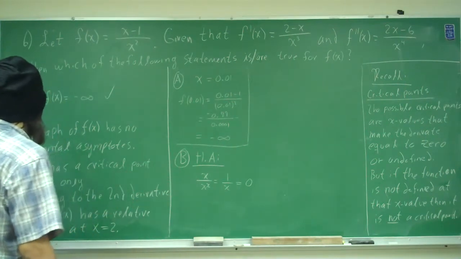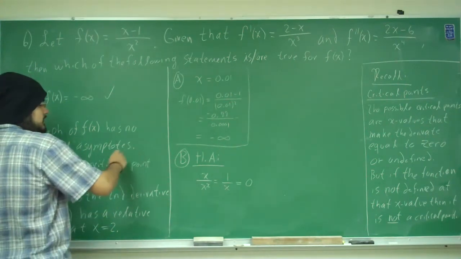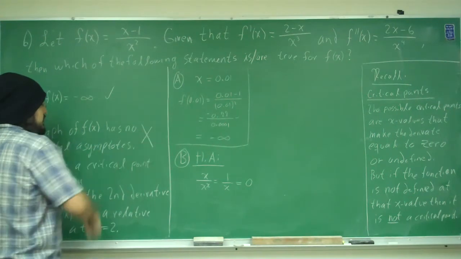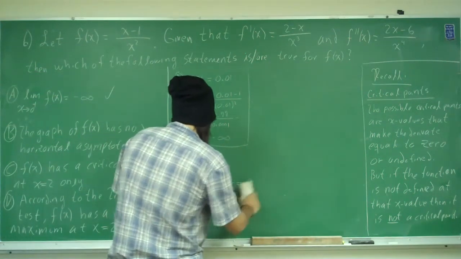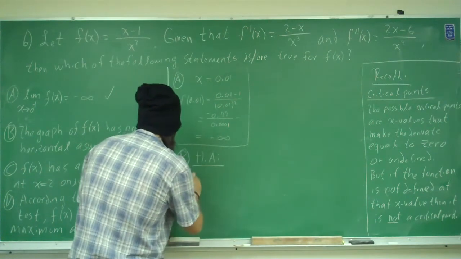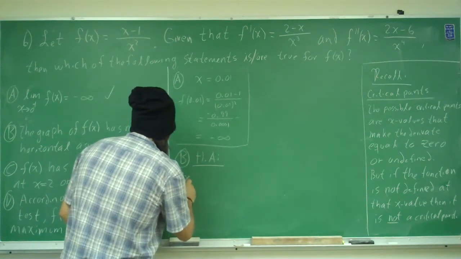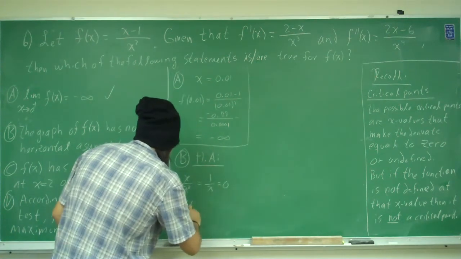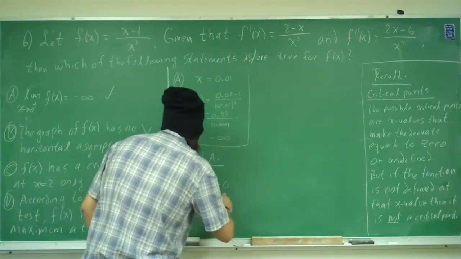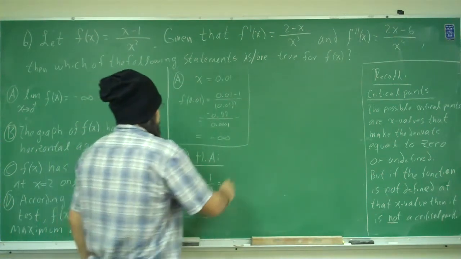So this statement is false. The graph of f of x does have a horizontal asymptote, and it's y equals 0. We found it. So that's false. So y is equal to 0, that's our horizontal asymptote. Alright, let's go to C.